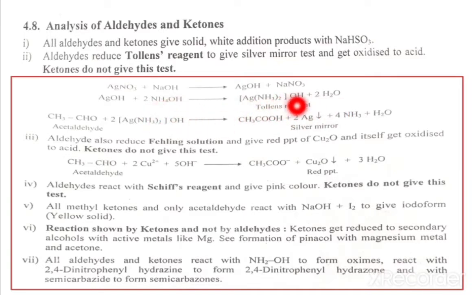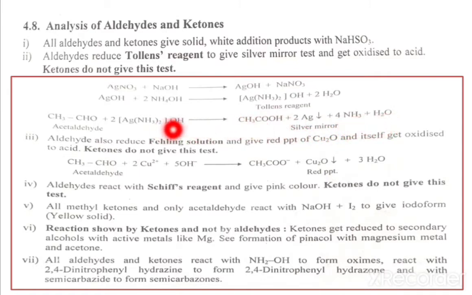In the next step, this Tollens reagent reacts with aldehyde. Here we take acetaldehyde, CH3CHO, plus Tollens reagent, 2 Ag(NH3)2OH. Now here the acetaldehyde will be oxidized to acid. Here we get CH3COOH. That means when you use the Tollens reagent, the aldehyde will be oxidized to the acid plus 2 Ag, that means silver mirror, plus NH3 and H2O.